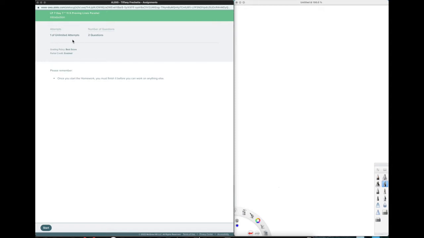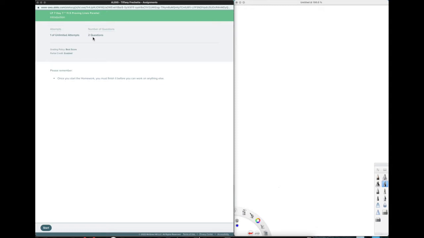The second thing is the number of attempts. We always have unlimited attempts on homework, tests, and quizzes. Number of questions just tells you how many are on this particular assignment. Grading policy is always best score, so whichever attempt is the best one is one you get to keep. And partial credit is enabled, so if you answer one of two questions correctly, you get credit for the one question, or however many you answered correctly.